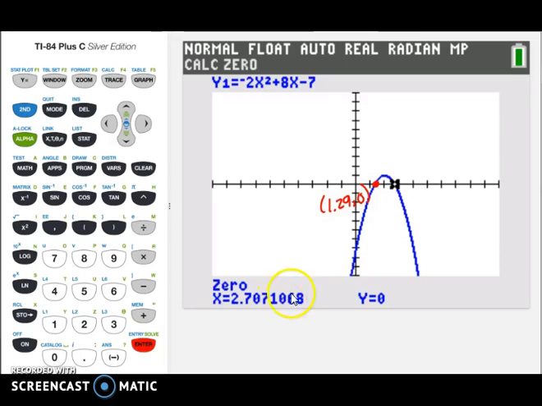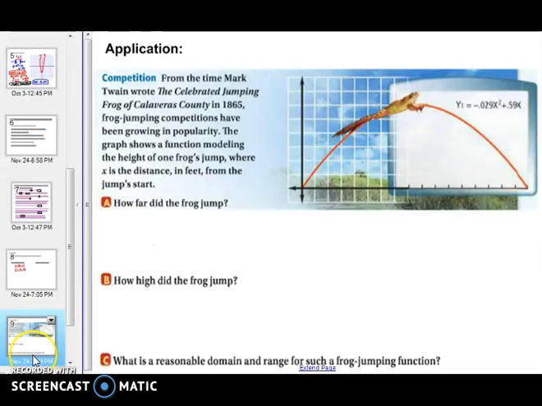So now it's giving us the other 0. So now this 0 is 2.7, comma, 2.71, comma 0. So now we found both of our zeros just by using the calculator. So now we're going to look at an application problem.